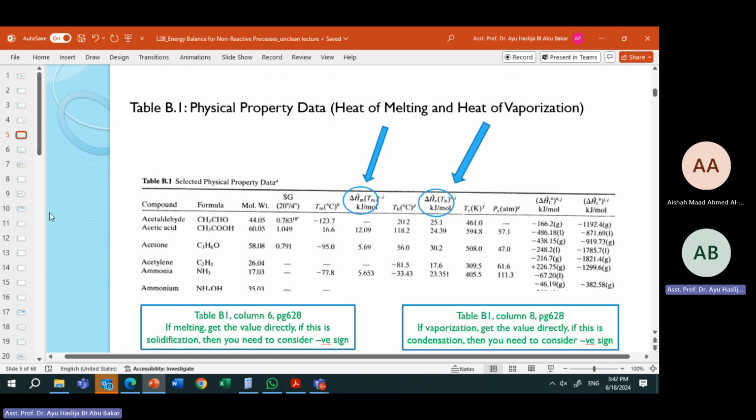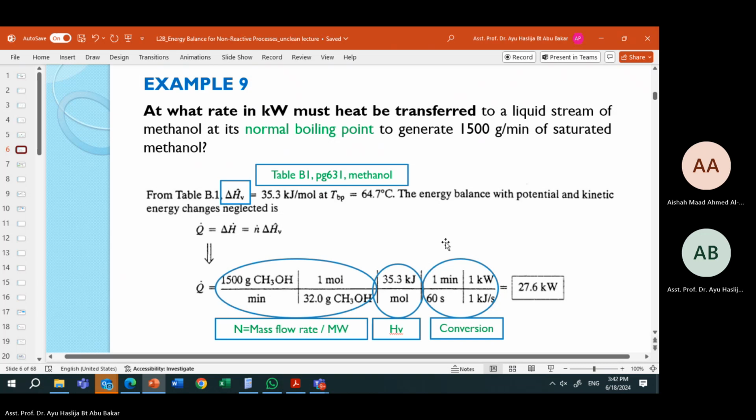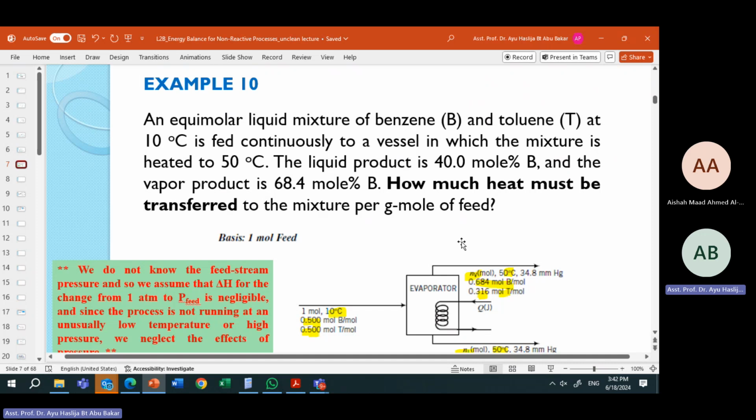Now, HF is heat of formation and HC is heat of combustion. This one is for the following chapters. This one you can try on your own. Quite simple. I want to proceed with this.